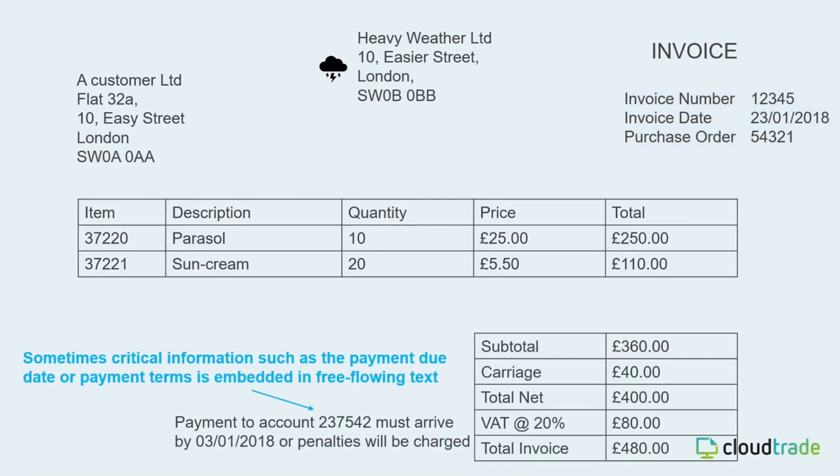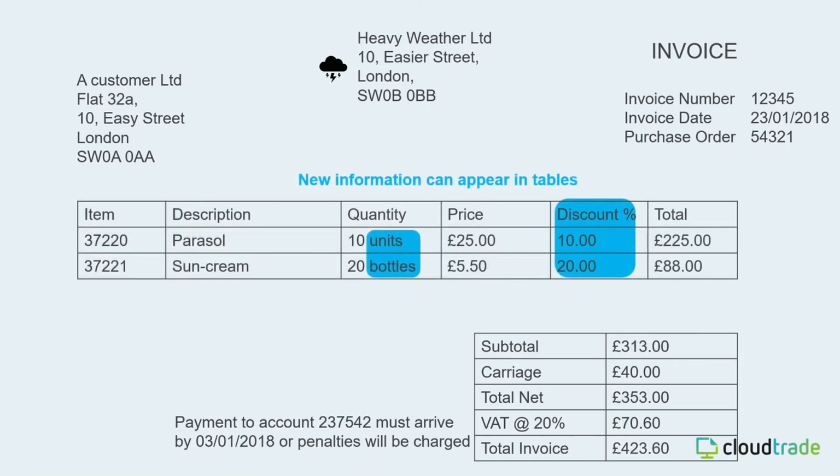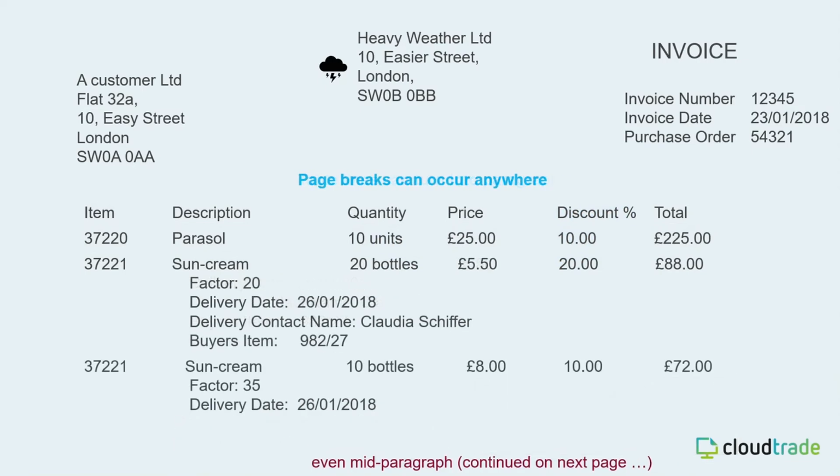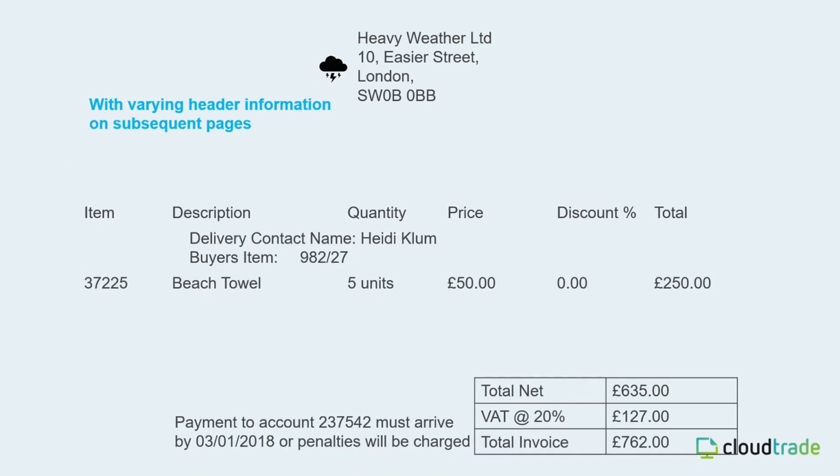Sometimes critical information such as the payment due date or payment terms is embedded in free-flowing text, which is very hard to read. New information can also appear in tables. Table lines can turn into paragraphs with page breaks anywhere, including interrupting paragraphs, and then the subsequent pages having different header information.